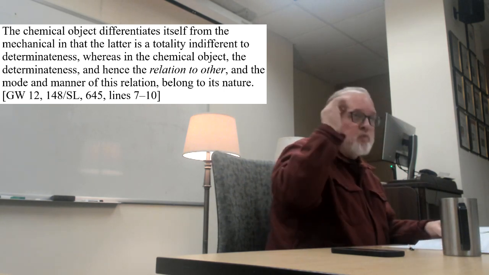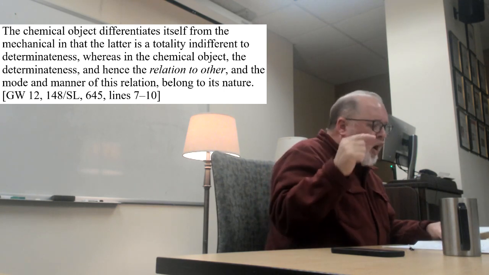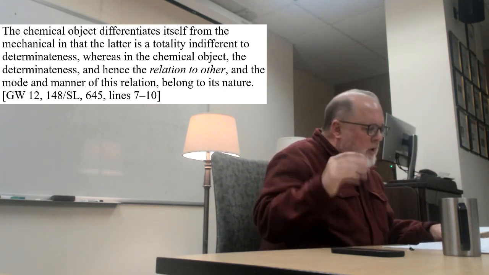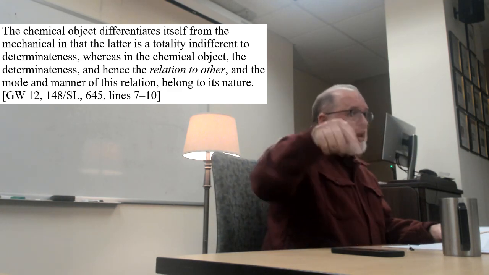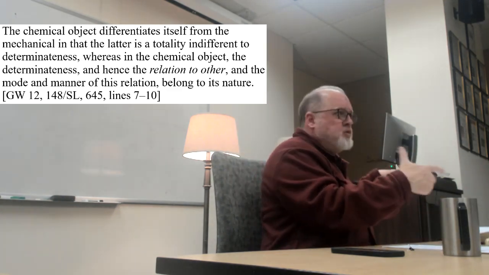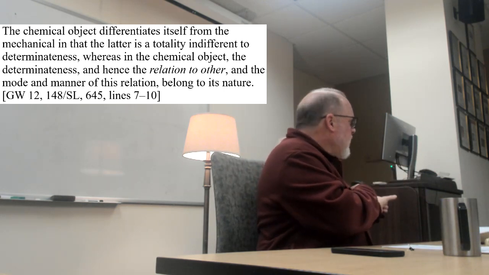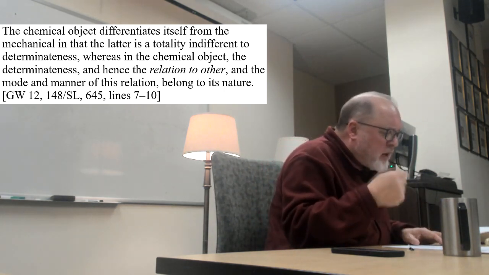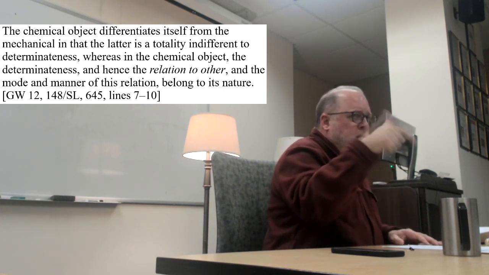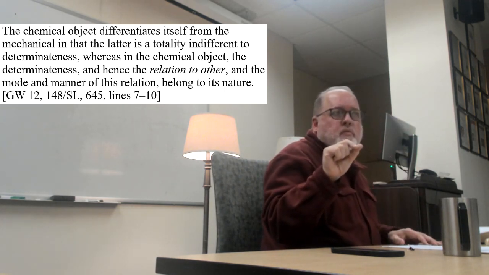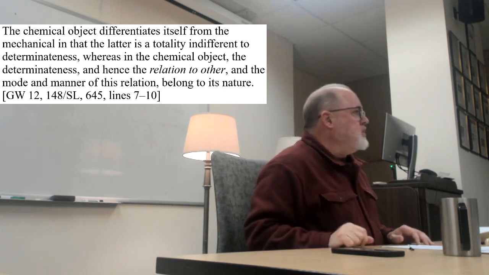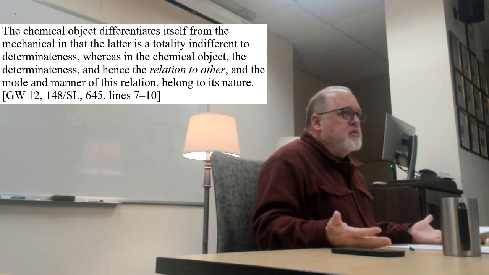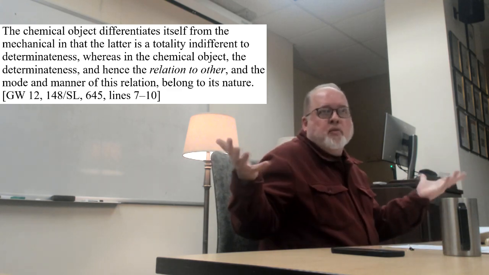So think extrinsic relationality. Whereas in the chemical object, now contrasting it with chemism, the determinateness and hence the relation to others. Now, it's not that relations weren't there in mechanism, they clearly were, but now the relation to other, he says, and the mode and manner of this relation belong to its nature, he's talking about the chemical object's nature. So now it's not indifferent. It's a relationality that makes a difference in all the chemical objects themselves.